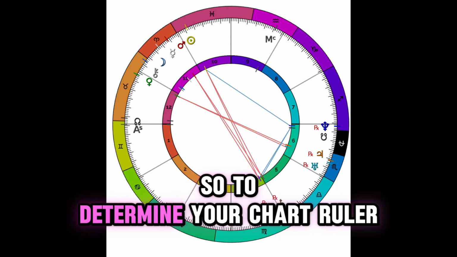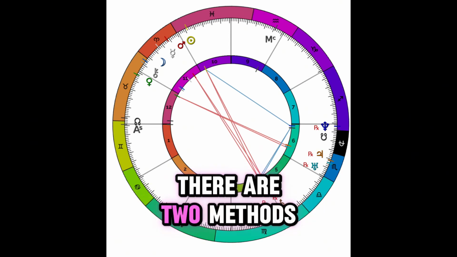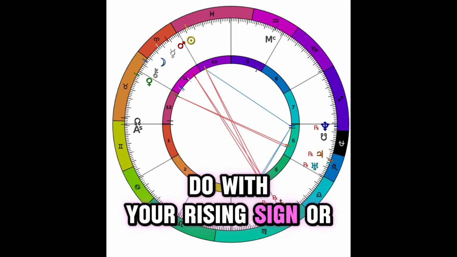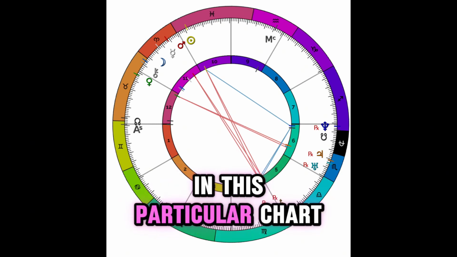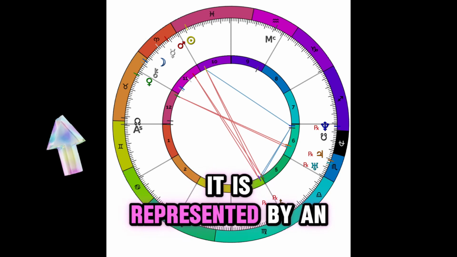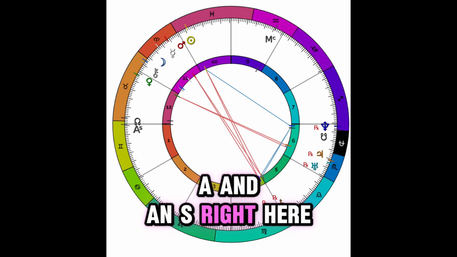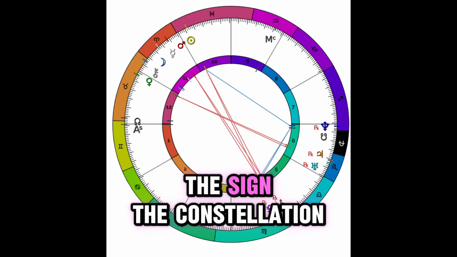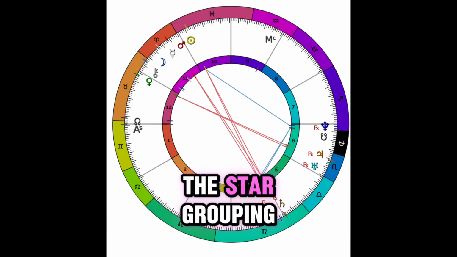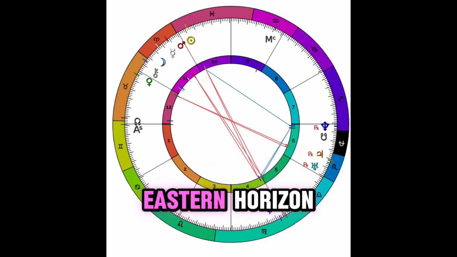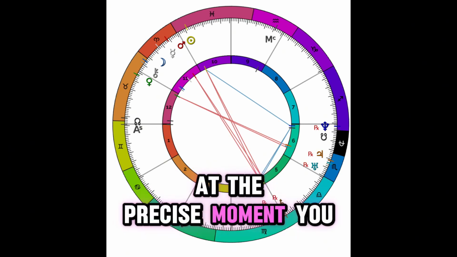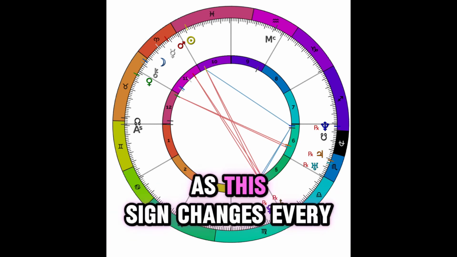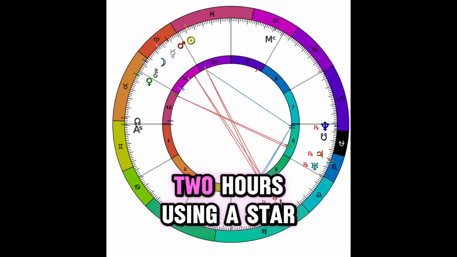Okay, so to determine your chart ruler, there are two methods. The first one has to do with your rising sign or the ascendant. In this particular chart, it is represented by an A and an S right here. The rising sign literally means the sign, this constellation, the star grouping that was rising on the eastern horizon at the precise moment you were born. It is the most precise measurement in astrology, as this sign changes every 2 hours.